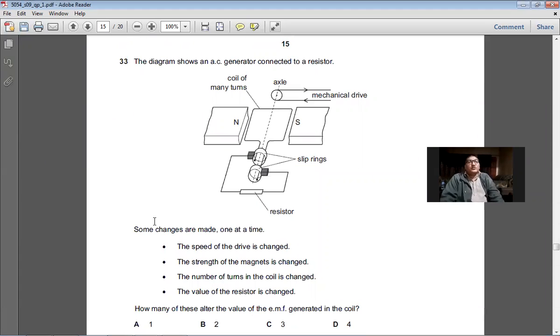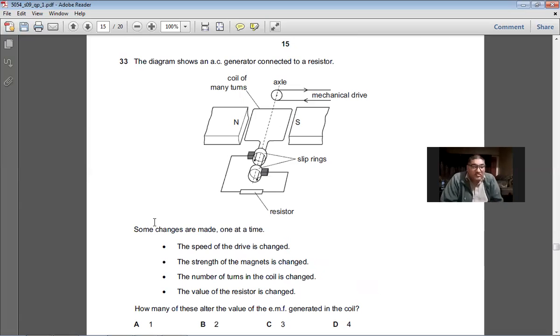The diagram shows an AC generator connected to a resistor. Some changes are made one at a time. The speed of the device drive is changed. The strength of the magnet is changed. The number of turns in the coil is changed. The value of the resistor is changed.